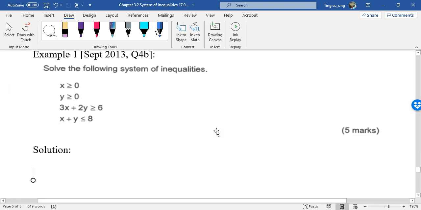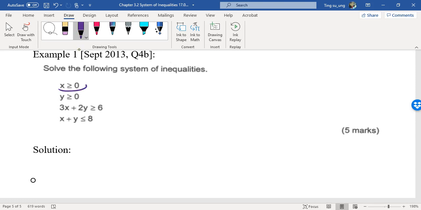So look into the first inequality. You have x more than or equal to 0. Every time, you can scan through first. You can see all of the symbols come with an equal sign. If there is an equal sign, it will be a solid line. So from here you can highlight what it is. For example, this one will be a solid line, right? You can just highlight it yourself. It's a solid straight line.